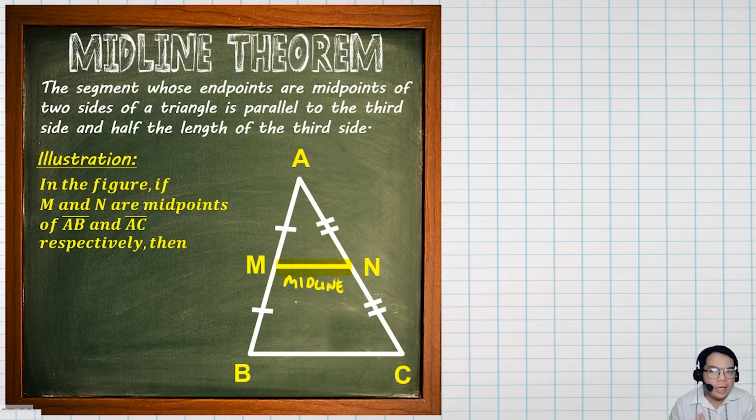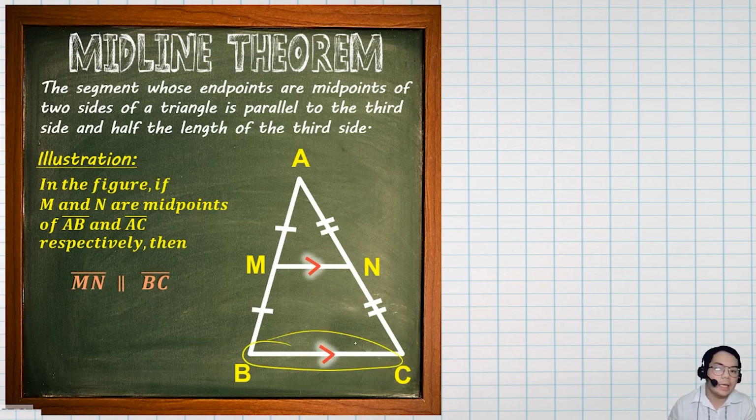So ito daw ay nagagawa gamit itong line na to, made up from the segment created by the midpoints of two sides of the triangle. But according to this theorem as well, kapag meron tayong midline, merong dalawang property na lumalabas.